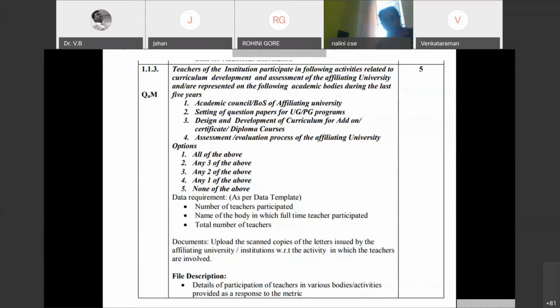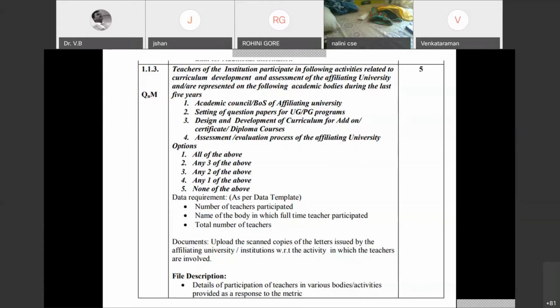But if I say that yes, people are there in the academic council and board of studies, then I have to also have the letter given by that affiliating university to the corresponding staff member, appointing them as a member of the BOS or the AC, academic council. They are also asking whether staff are setting question papers, whether they are involved in the design and development of curriculum for add-on programs and assessment process, and whether they are being called for paper evaluation.